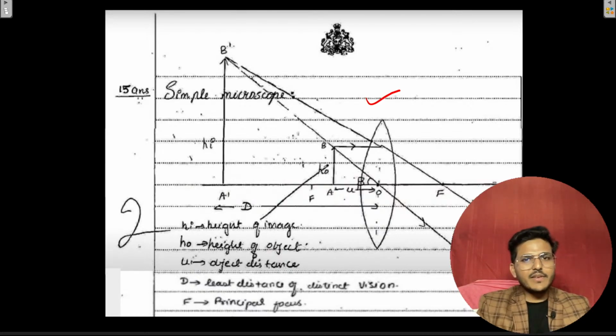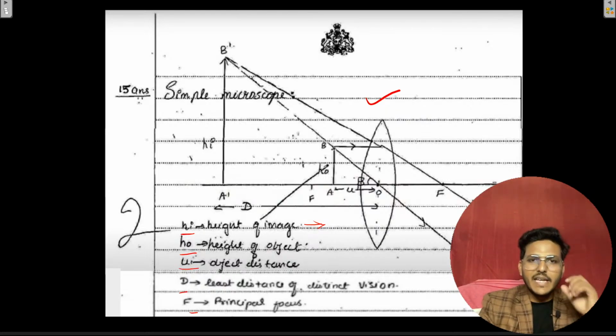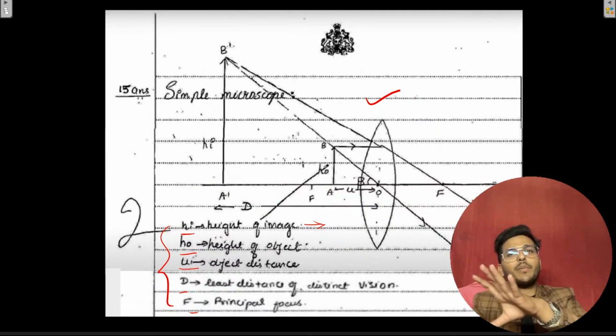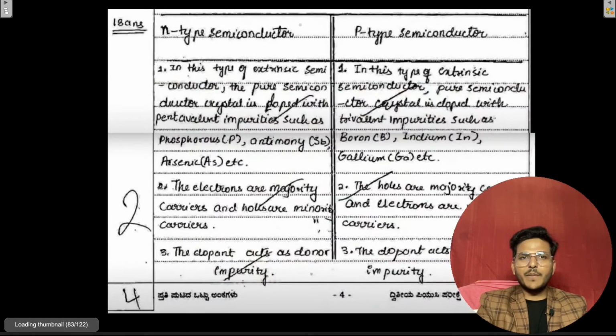Draw the diagram of the simple microscope. Then after that, put here what HI represents, what HO represents, U1, D, F, and each and everything. Each notation you have to describe, right? This is the proper way to answer in your board examination.